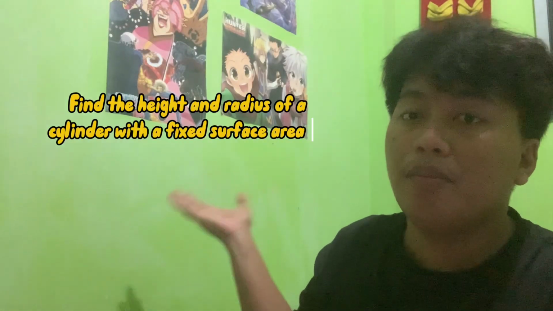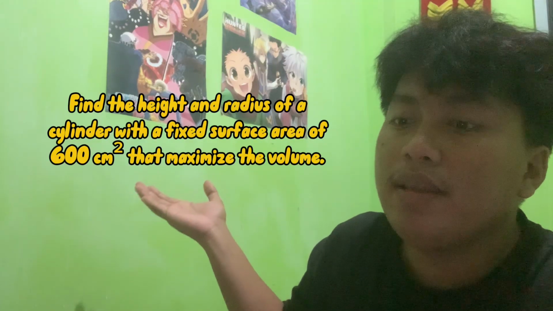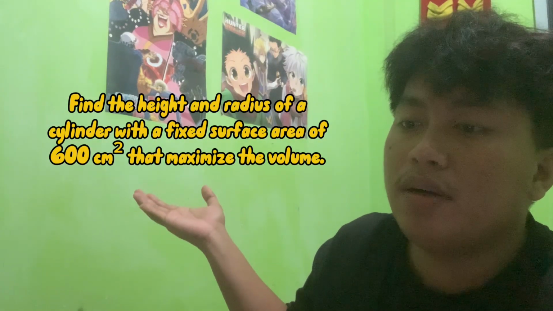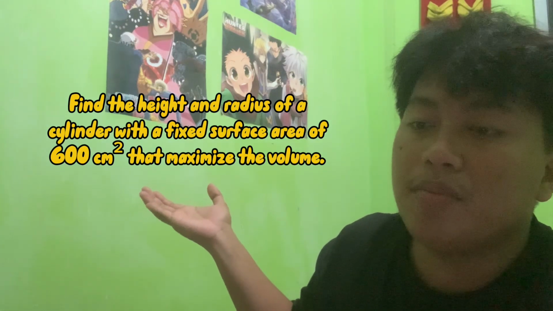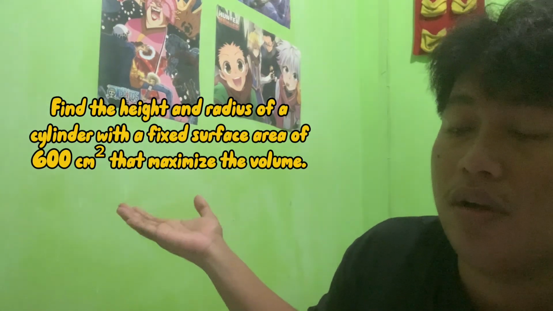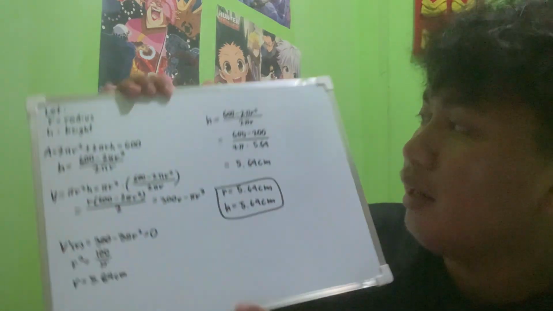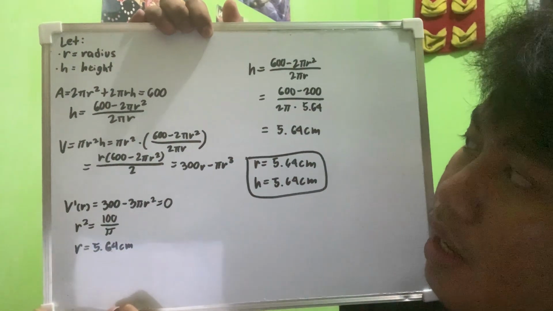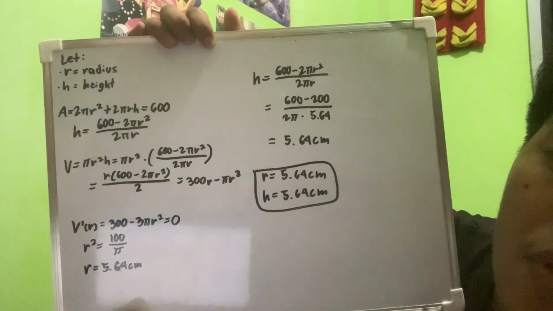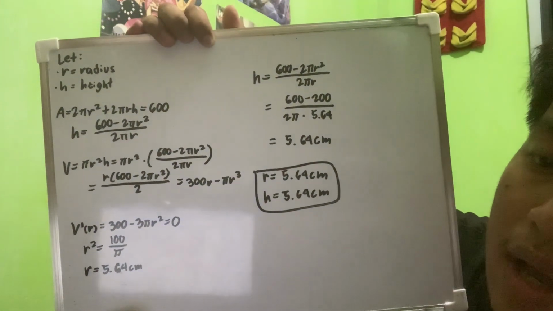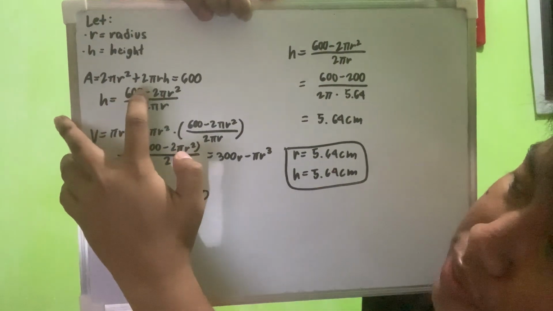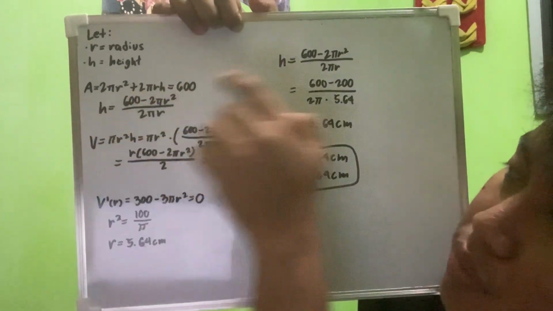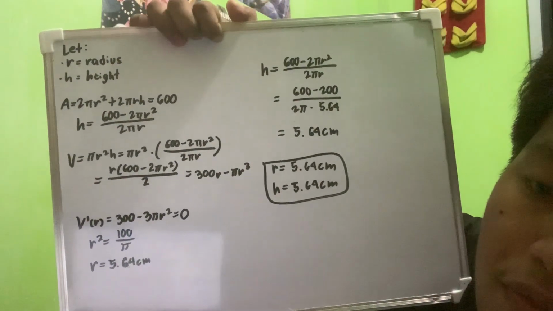So this is the fourth problem. Find the height and radius of a cylinder with a fixed surface area of 600 cm squared that maximizes the volume. This is problem number 4 and I already solved it. Let r equal the radius and h equal the height. So surface area A equals 2 pi r squared plus 2 pi r h, which equals 600. So solve for h.